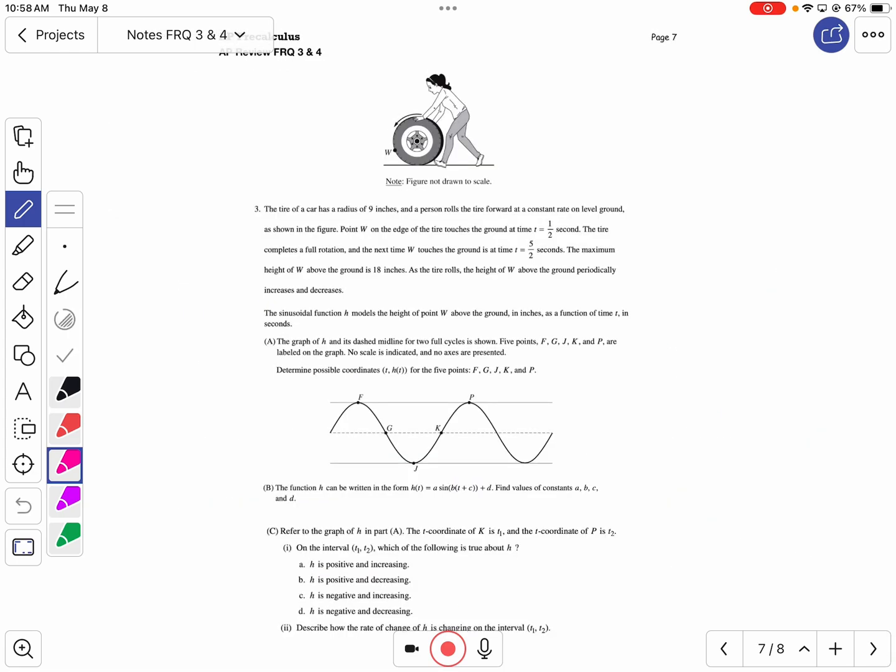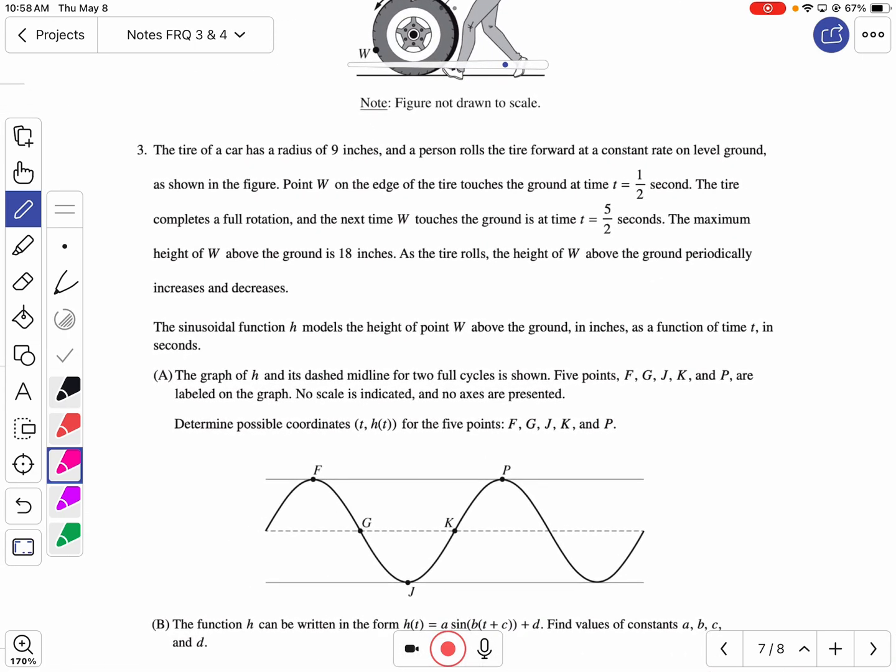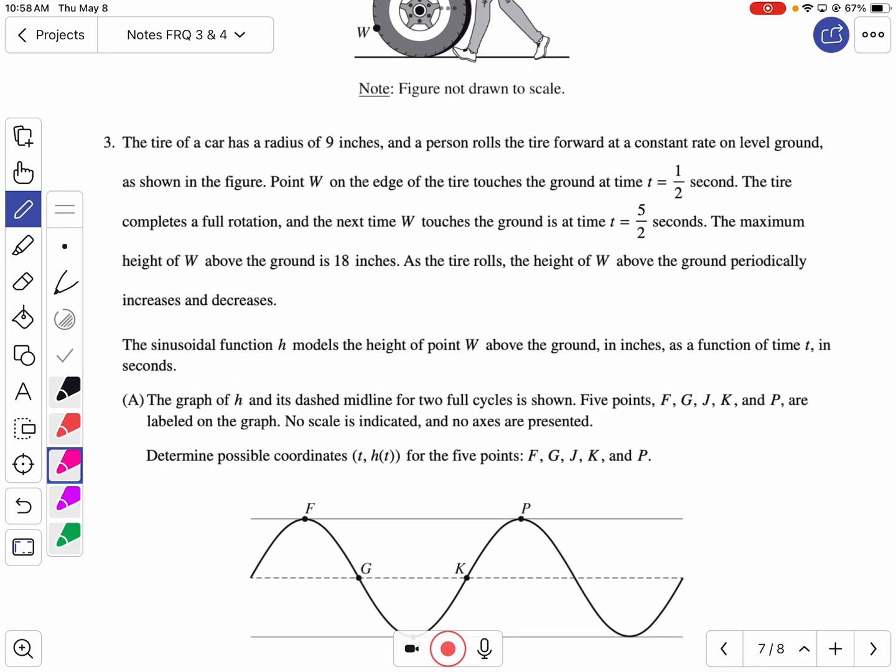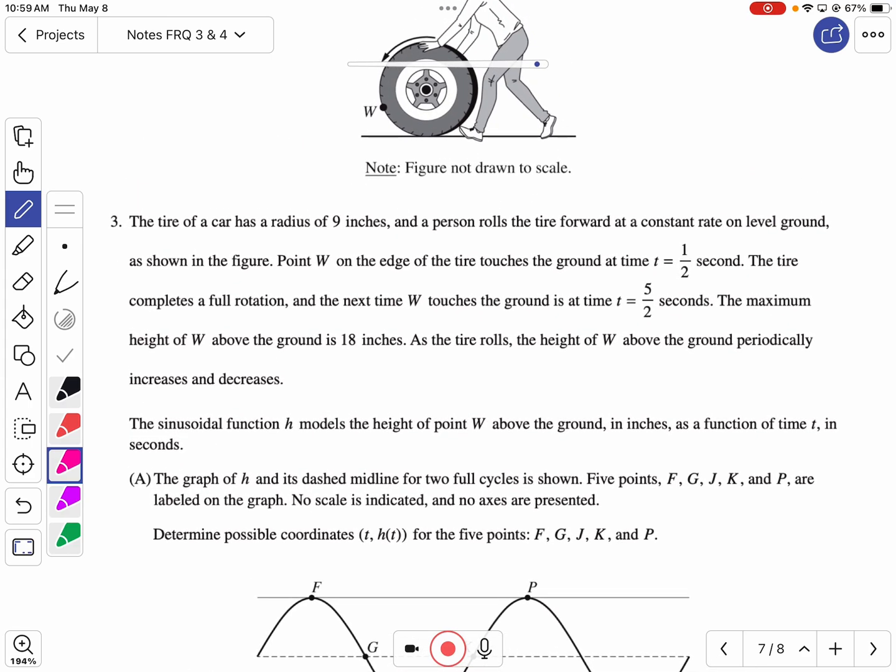All right, let's look at the next one. We're rolling a tire. So this was the actual question. The tire of a car has a radius of 9 inches, and a person rolls the tire forward at a constant rate on level ground, as shown in the figure. Point W on the edge of the tire touches the ground at t equals 1/2. So W is on the ground.